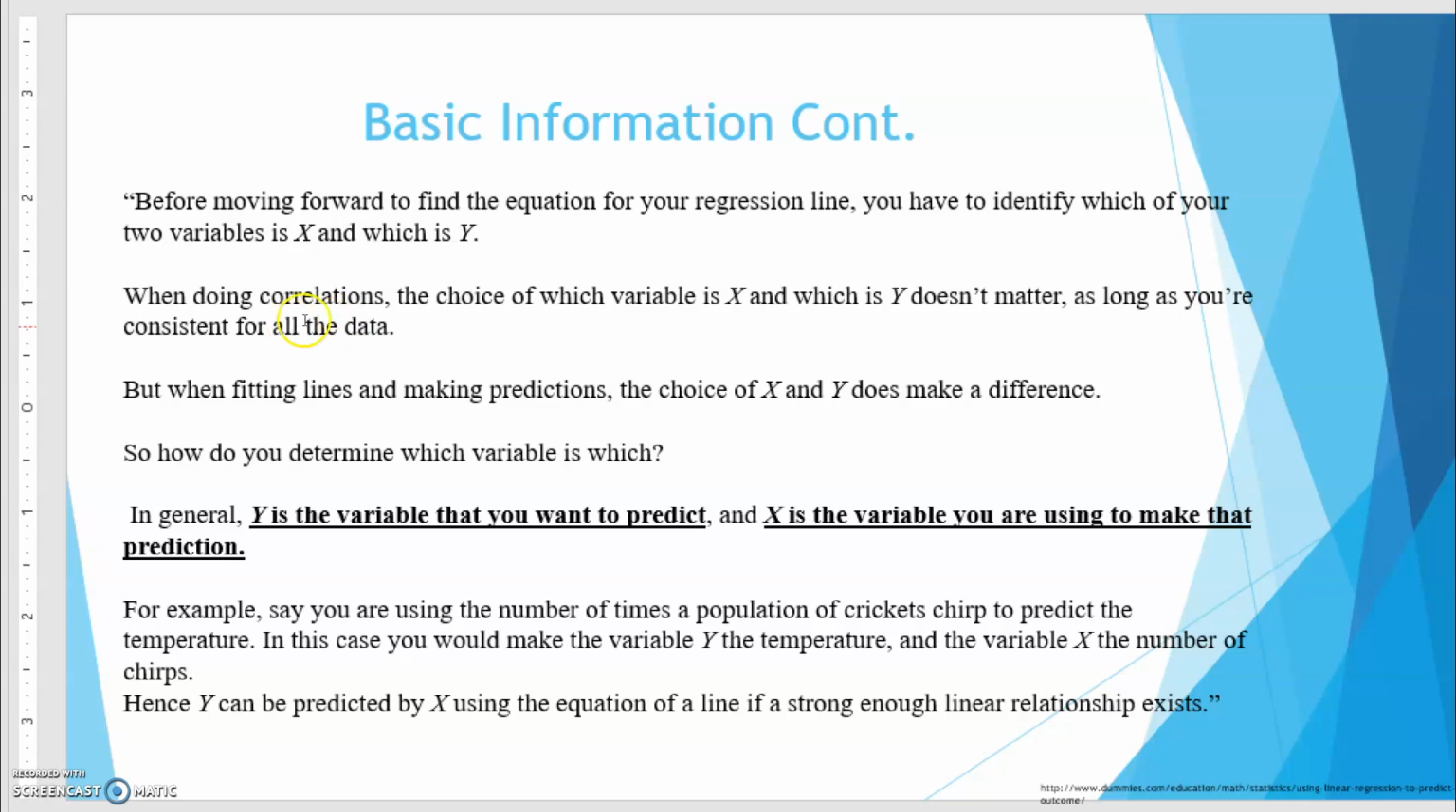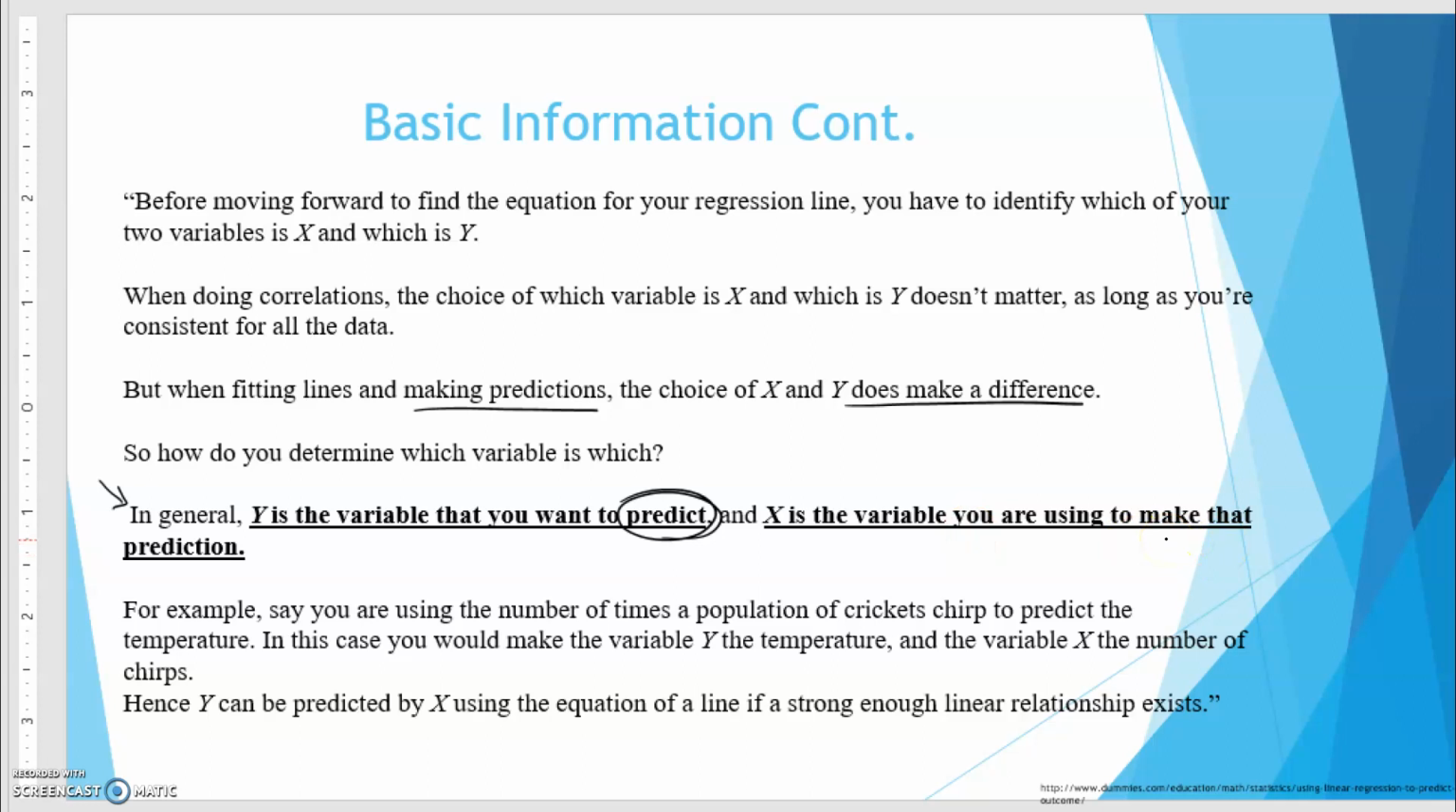Alright, so when we're doing correlations, it does not matter which variable you choose for x and which one you choose for y, as long as you're consistent with all your choices. Like all your x values will go here, all your y values will go there. But when we're making predictions, the choice of x and y does make a difference. So how you choose what is x and what is y is right here. Y is a variable that you want to predict. X is a variable that you're using to make that prediction.